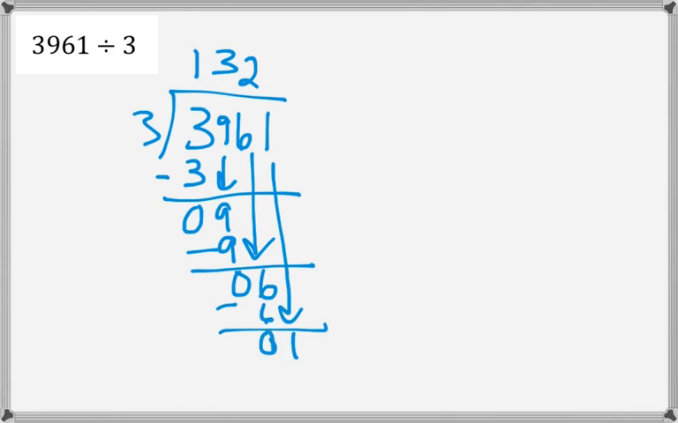Now we can't multiply 3 by an integer to get 1, and remember, we don't want to go over, so we have to do 3 times 0. We need a digit in our ones place there for our quotient. So 0 times 3 is 0, and our remainder is 1.